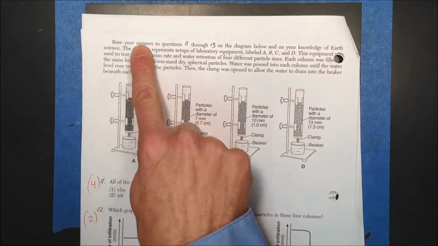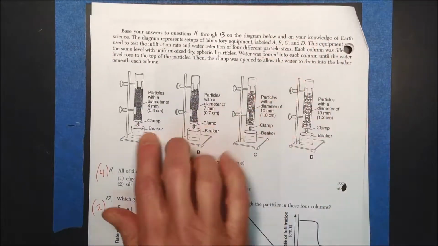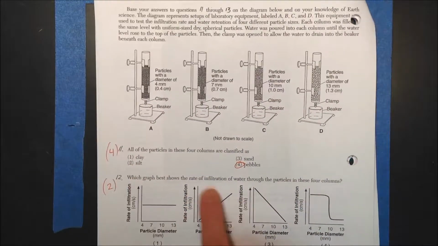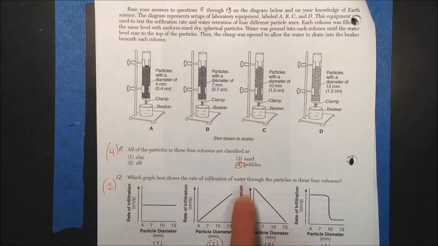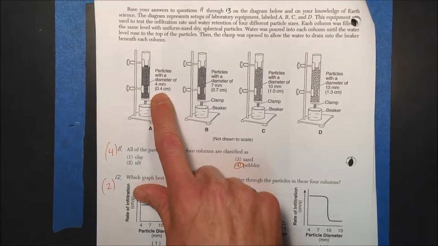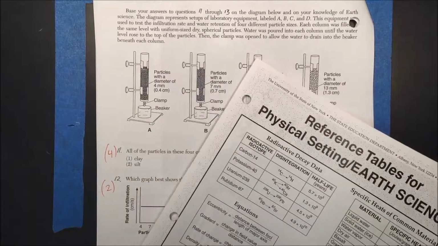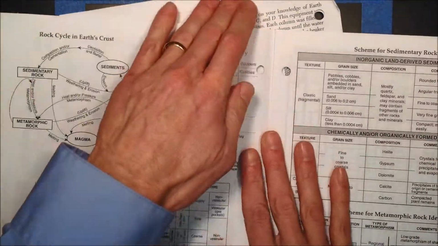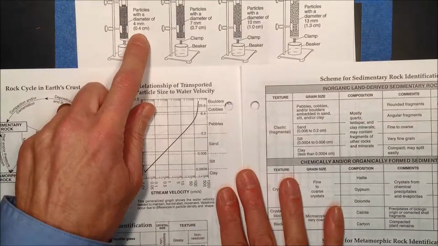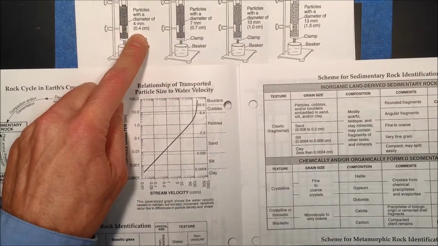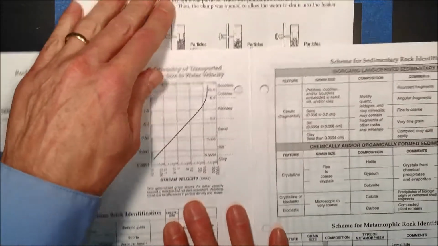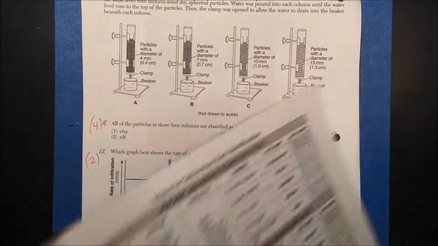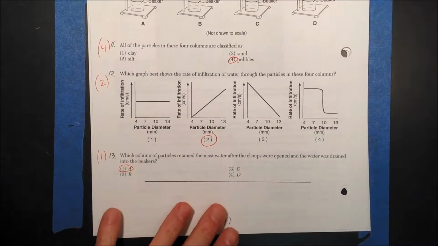Next up, make sure you read all of this here. It's not the most exciting stuff in the world, but it is important. It's very hard to get any of these right without really understanding this. But 11 is 4. All of the particles in these 4 columns are classified as pebbles. To do that, you have to see the size here, 0.4 centimeters or in millimeters here, and you have to go to the reference table. You don't know this out of your head. The smallest one is 0.4 centimeters and the largest is 1.3, so the smallest is larger than the pebble minimum. They're all in this range. They're all pebbles. That would be choice 4, but you need the reference table for that for sure.